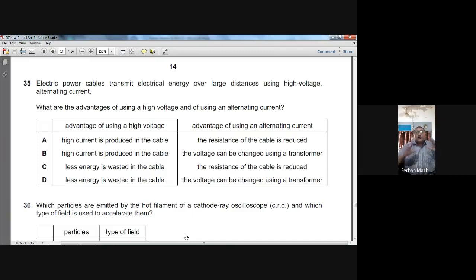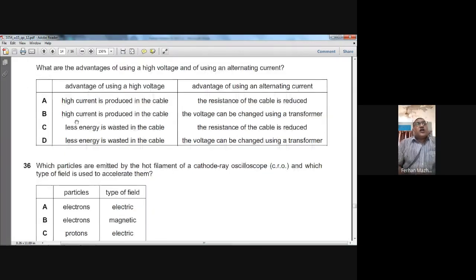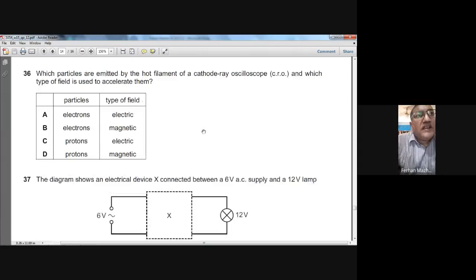And why are we using alternating current? Because transformers can be used to increase or decrease the voltage. So D is the option. For question number 35, D is the option. Okay. Question number 36 is on your screen. It says, which particles are emitted by the hot filament of a cathode ray oscilloscope, CRO, and which type of field is used to accelerate them?